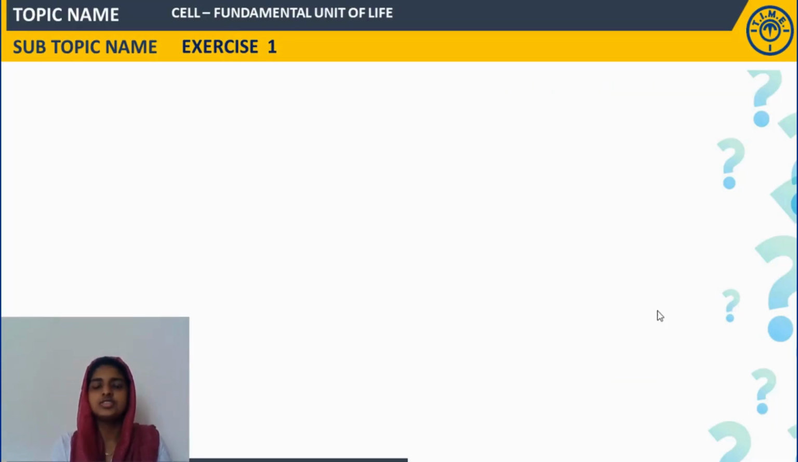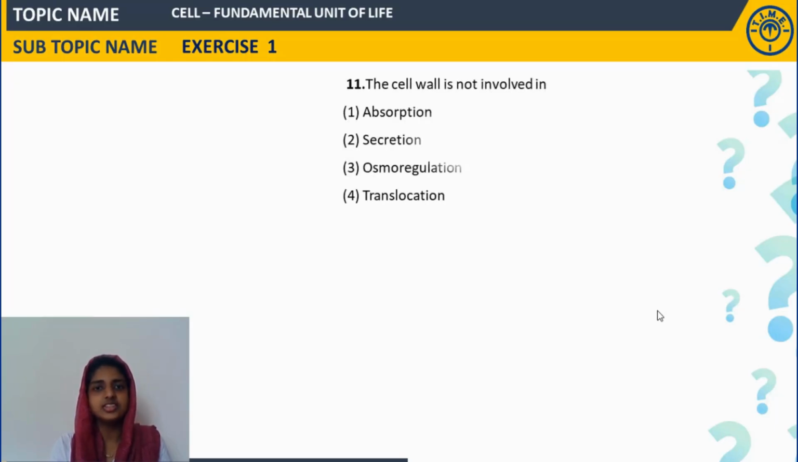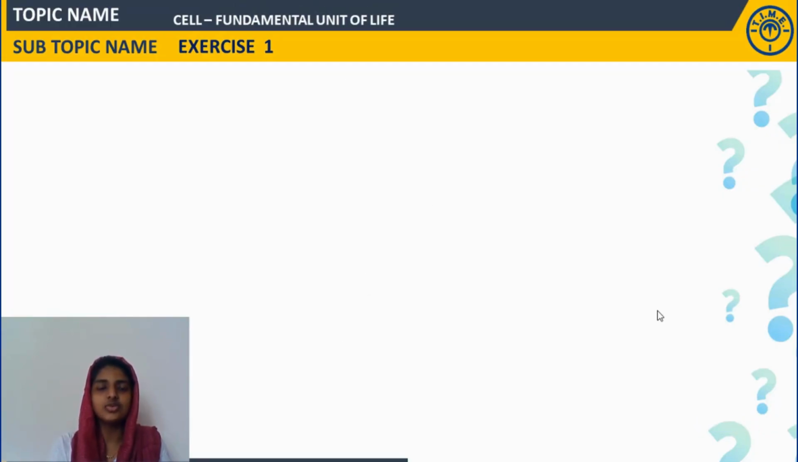So, now we have our 11th question. Cell wall is not involved in: absorption, secretion, osmoregulation, and translocation. The answer is translocation. Cell wall is not involved in translocation, but it is involved in absorption, secretion, as well as osmoregulation. So the answer is translocation, option 4.